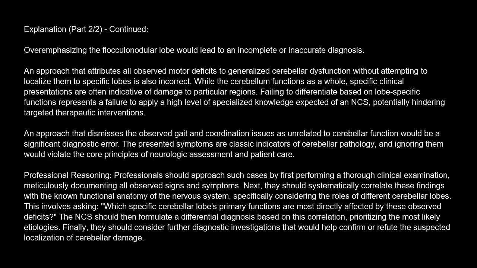Professionals should approach such cases by first performing a thorough clinical examination, meticulously documenting all observed signs and symptoms. Next, they should systematically correlate these findings with the known functional anatomy of the nervous system, specifically considering the roles of different cerebellar lobes. This involves asking, which specific cerebellar lobe's primary functions are most directly affected by these observed deficits? The NCS should then formulate a differential diagnosis based on this correlation, prioritizing the most likely etiologies. Finally, they should consider further diagnostic investigations that would help confirm or refute the suspected localization of cerebellar damage.